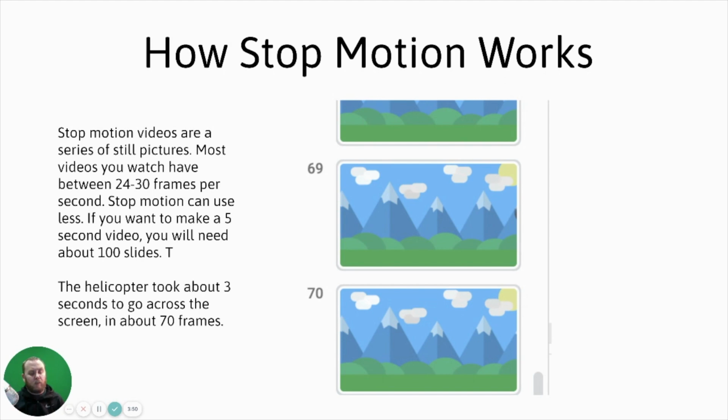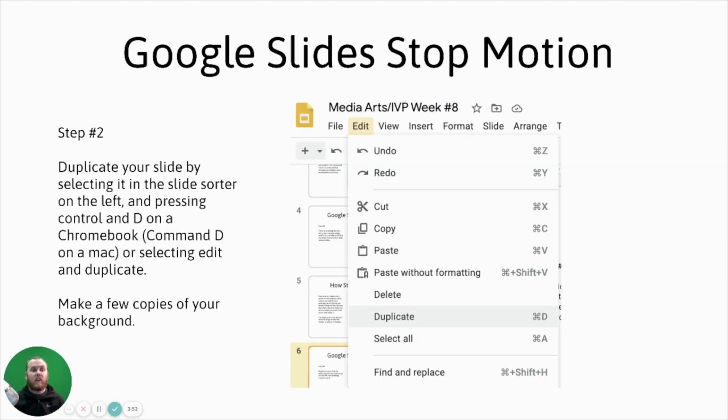And then we're going to find an object that we can animate across it. So what I do is I duplicate my slides. And so I duplicated my slide by selecting it from the slide sorter. Right, it'll turn yellow on the left. And then you press Control and D if you're on a Chromebook, Command and D on a Mac, or you can select Edit and Duplicate. But you notice it's got the little shortcut code there. The shortcut's going to help because you're going to make probably 70 to 100 of these.